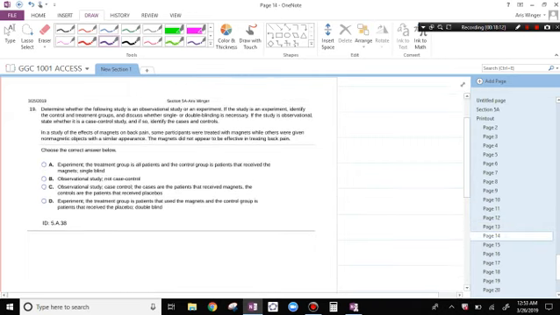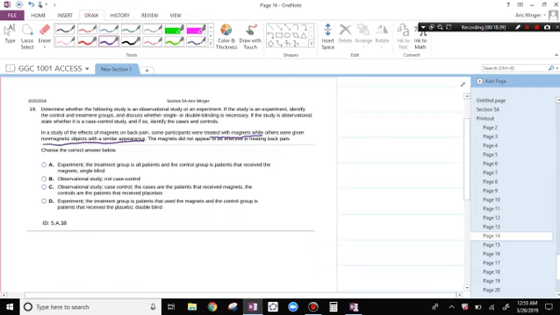Determine whether the following study is an observational study or an experiment. If the study is an experiment, identify the control and treatment groups and discuss whether single or double blinding is necessary. If the study is observational, state whether it is a case control study, and if so, identify the cases and controls. In the study of the effects of magnets on back pain, some participants were treated with magnets, right, while others were given non-magnetic objects with a similar appearance.